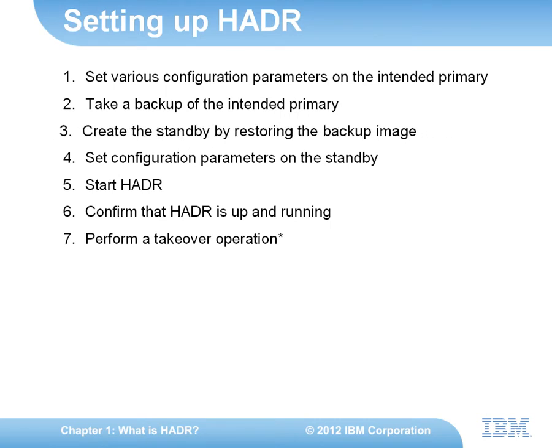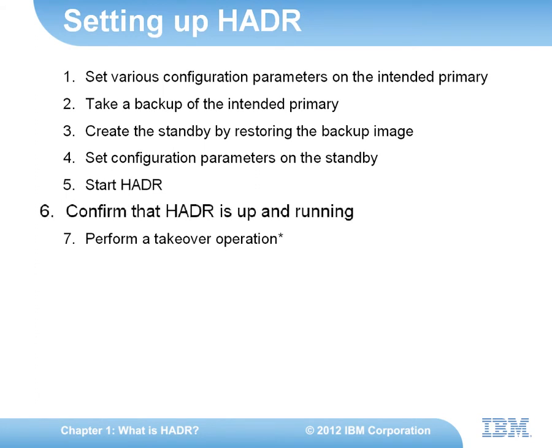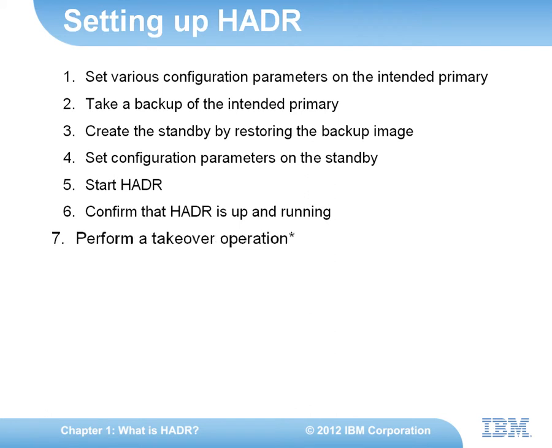Some of the configuration parameters we set on the primary must be set to different values on the standby, and that will be the fourth step. Then for the fifth step, we start HADR on the standby and the primary. And in step 6, we confirm that HADR is up and running by using one of the DB2 monitoring interfaces. Finally, we look at an example of a manual takeover operation, and that step is actually not part of the setup, it's optional.